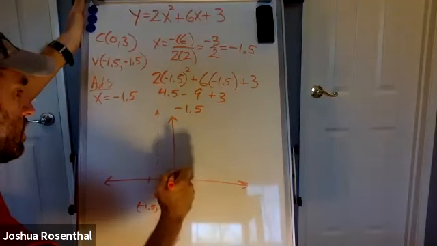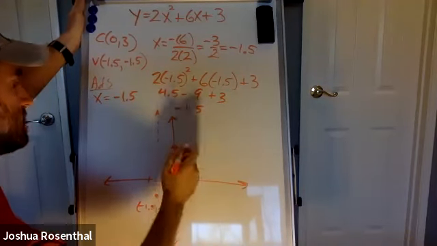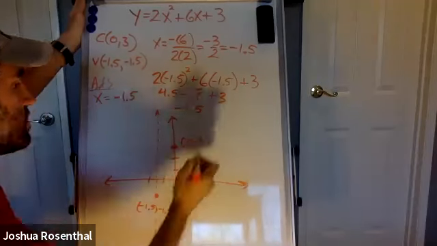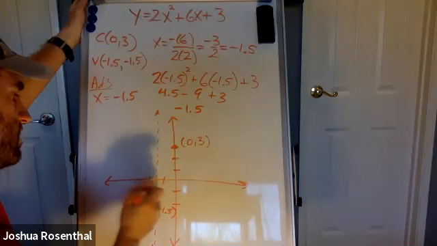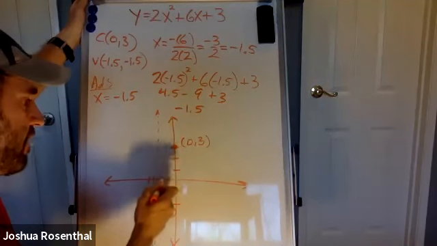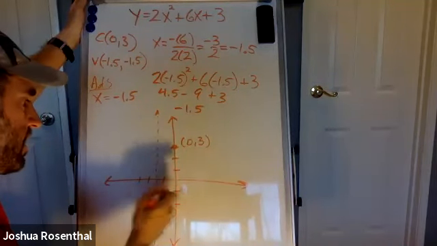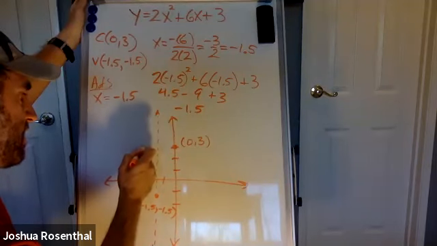Zero, 3. There's the y-intercept. And we can go ahead and get the mirror of that. It's 1.5 away from the axis. So 1.5 would be here at negative 3, up at the same height.